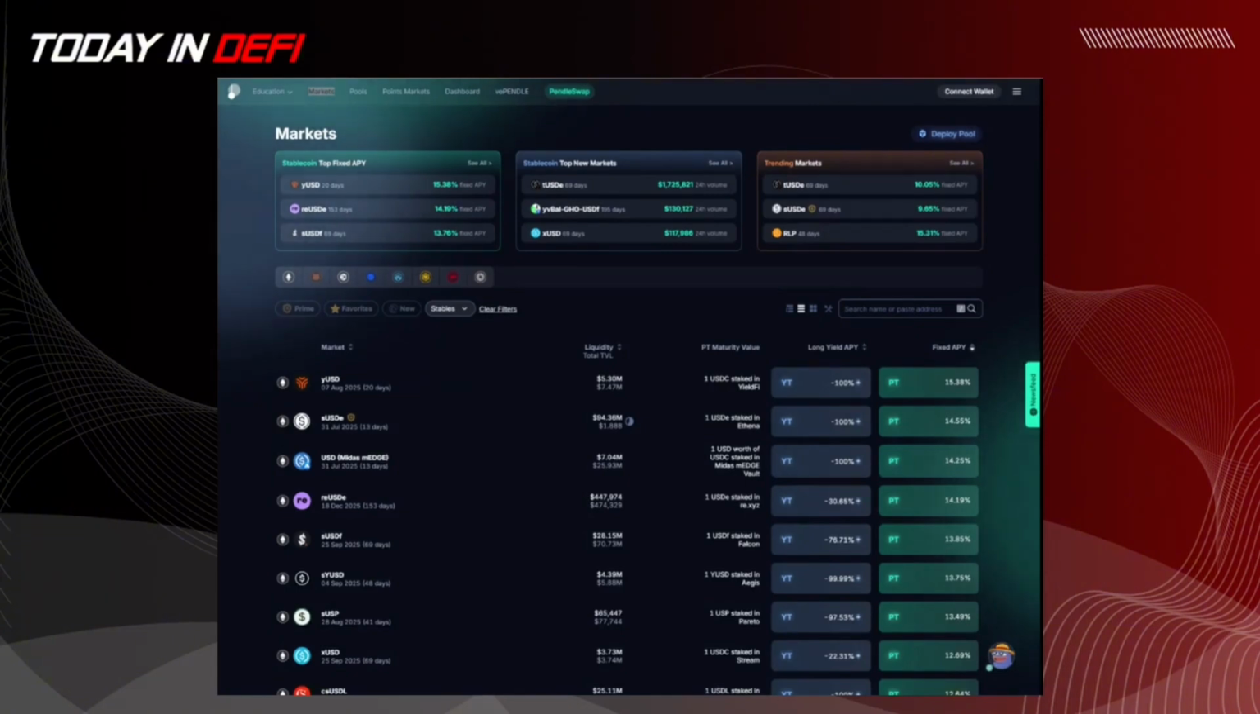Right now, in the DeFi market, we're seeing growing demand and also TVL for instruments that are very similar to fixed income instruments in the traditional financial market. And the best example is Pendle. Pendle is a yield stripping protocol.